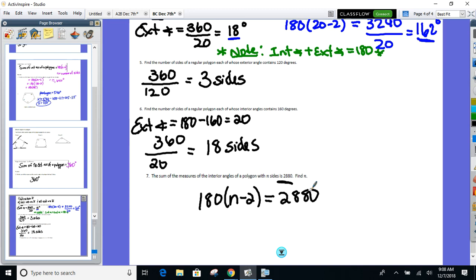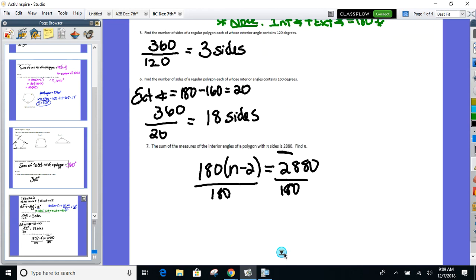You could do what to the 180? You could divide it on both sides right now to get rid of it. Some of you may have done what instead? Distribute it. Either way is fine. You can distribute the 180 and go from there, or you can divide both sides by 180 right now. So you get n minus 2 is equal to 16. Add the 2 over. How many sides? 18 sides once again.